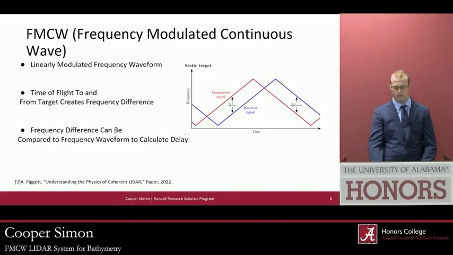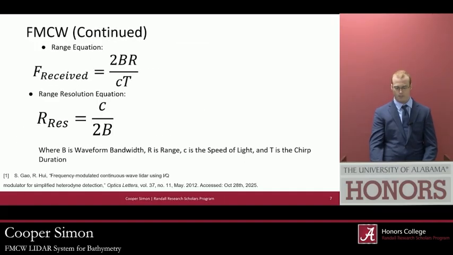For some background, FMCW stands for Frequency Modulated Continuous Wave. It's a linearly modulated frequency waveform, and the time of flight to and from the target creates a frequency difference between the return received at the LIDAR and what is being transmitted. That frequency difference can be compared to the frequency waveform to calculate the delay. So the range equation is the frequency received is equal to 2 times the bandwidth times the range divided by the speed of light times the period of the waveform.